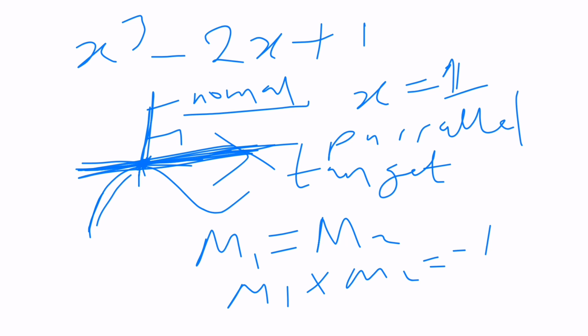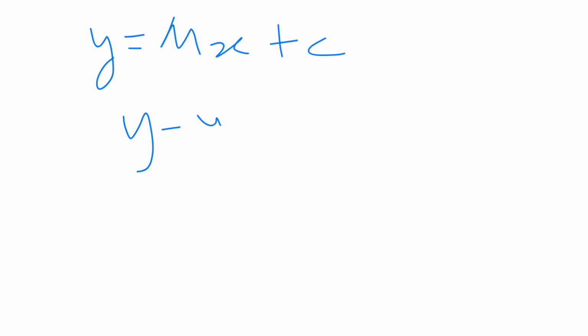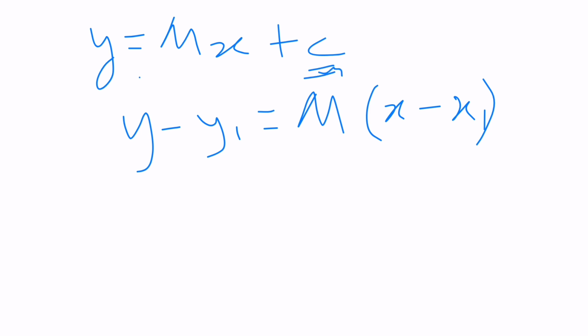If you know this, then you apply the equation of the straight line, which is y is equal to mx plus c, or y minus y1 is equal to m times x minus x1. You can use these two equations. They are the same equation, because the first just requires us to find c, but in the second we just replace the m which you have already found.